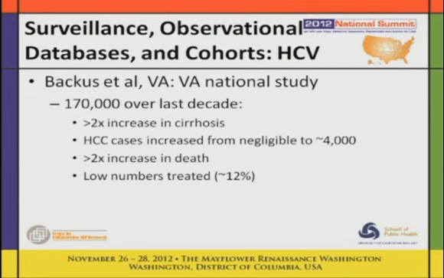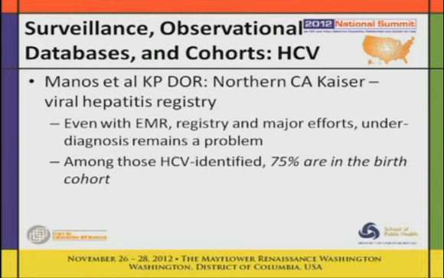At the beginning of the registry, hepatocellular carcinoma diagnoses were almost negligible, and that's risen to a total of 4,000 cases, and that mirrors the tripling of the HCC rate we've seen in national cancer registries, and there's been a twofold increase in death. So here's this cohort that's moving along, and we're certainly seeing the morbidity and mortality.